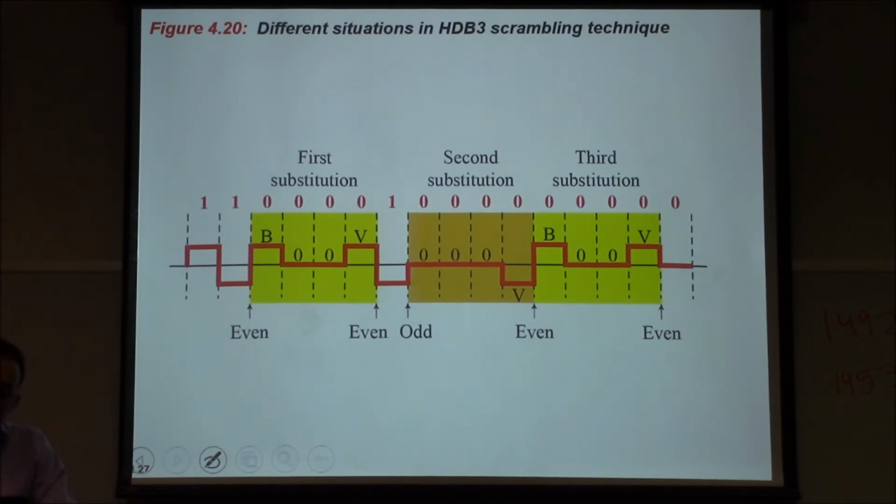The second technique of scrambling is called high density 3-0 substitution, HDB3, high density bipolar 3 zeros. From the name, we know that we will replace 4 consecutive zeros with a code. We have two different codes we use in here. One is the B00V, and the other one is 000V. So B00V, we will use it when?